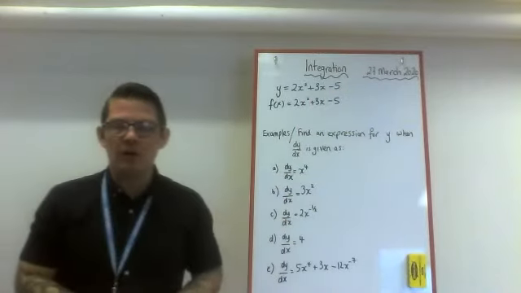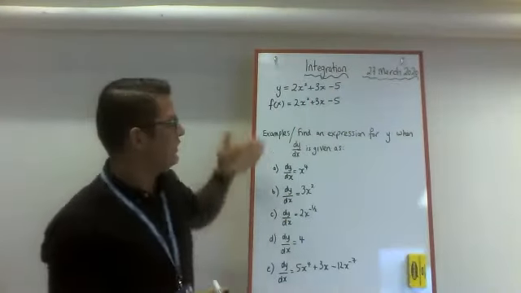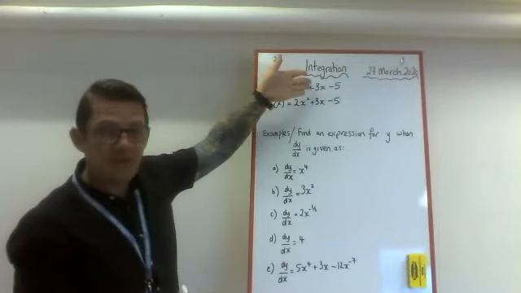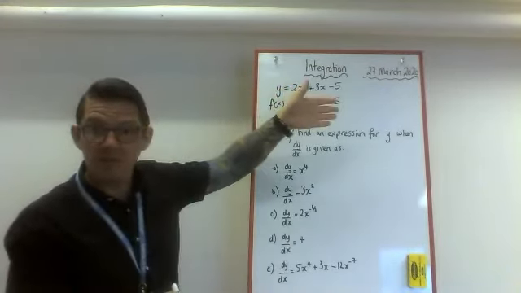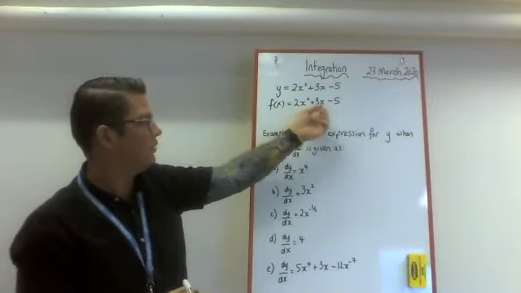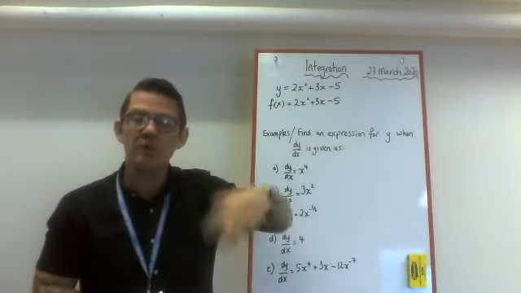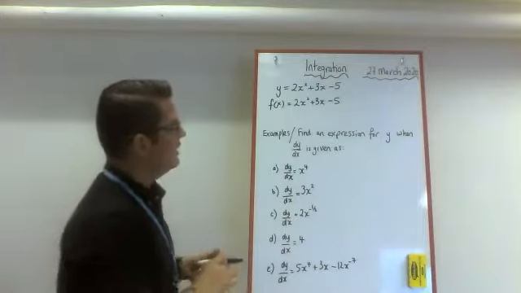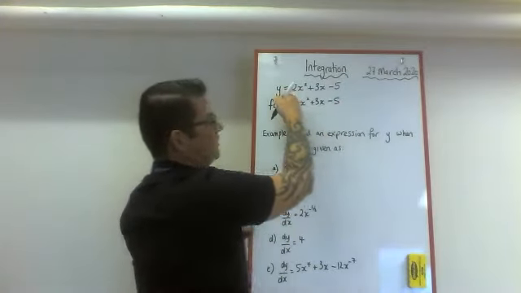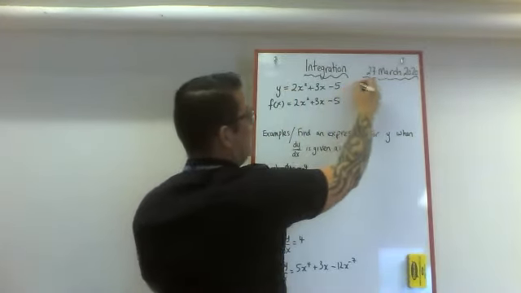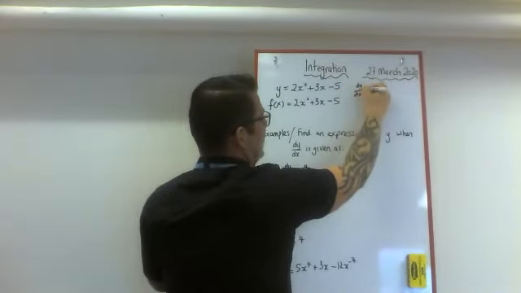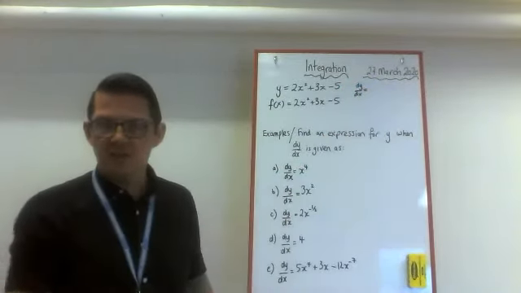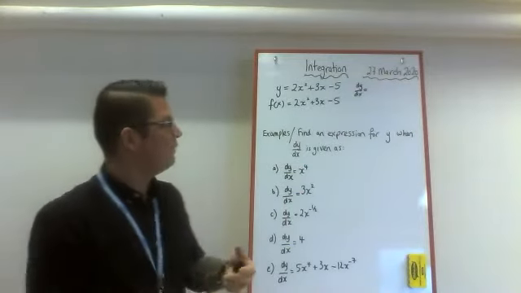And then depending upon whether we're using this notation, y equals, or f of x equals, our function of x is equal to 2x squared plus 3x minus 5, that depends on what we write when we differentiate. So for example, if I was to differentiate this top one here, I would start by writing dy by dx equals, and then remember we differentiate term by term.